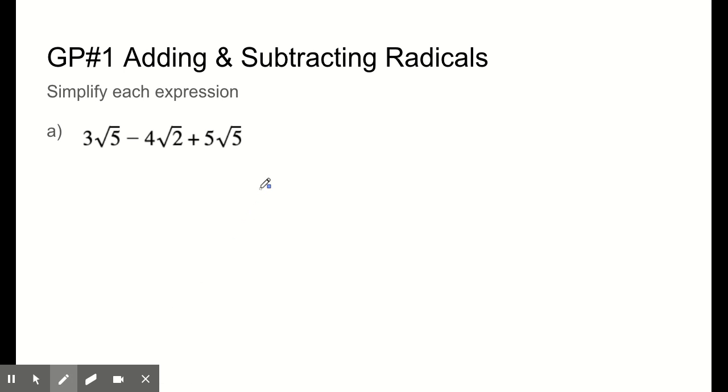So for GP number 1A, we have 3 rad 5 minus 4 rad 2 plus 5 rad 5. So the first thing we want to do is determine which of the radicals are like radicals. So you'll see here we have square root 5, and here we have square root 5 as well. So we can combine those two radicals together. So I'm going to go ahead and stack my radicals just like we did when we were looking at like terms. So we have 3 rad 5 and 5 rad 5, which are like radicals, minus 4 rad 2, and nothing to combine that with.